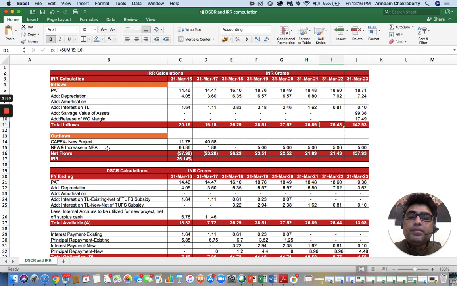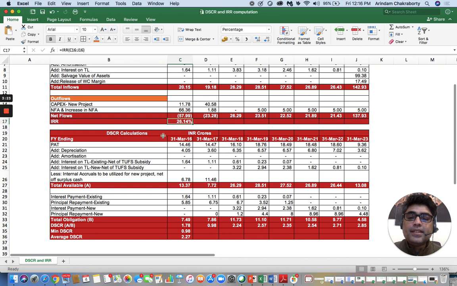Then we focus on the outflow figures: the capex of the new project, how much the company is actually investing, and also the net fixed assets figure. That is how we get to the computation of net flows, which is C11 minus C14 minus C15. That is how we get to this figure, and this is how we do the IRR computation with the IRR function. So this is how we get to this figure of IRR.